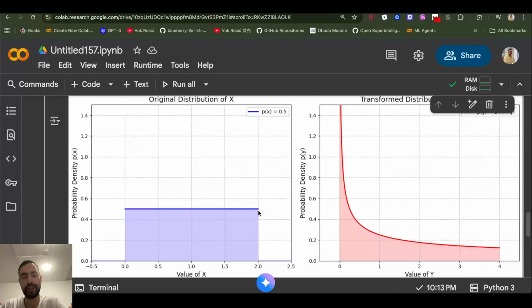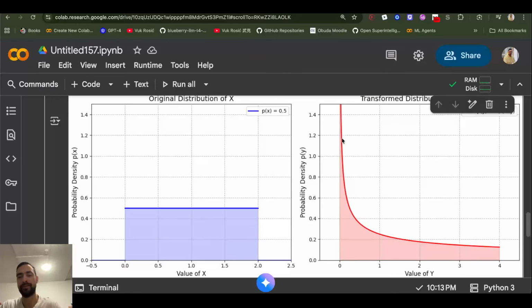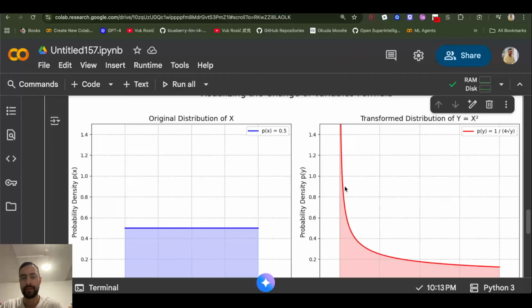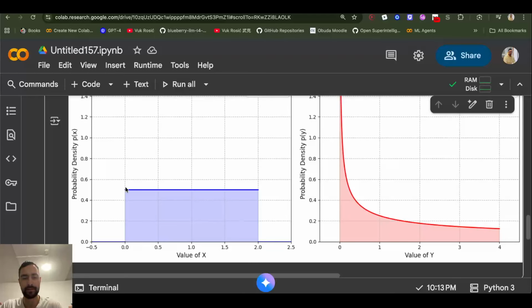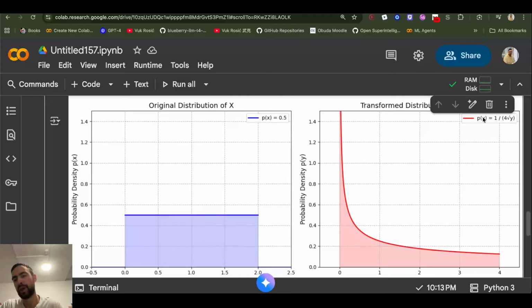So this blue is our x that I was explaining. But look at probability of y. Based on value of y, the probability density. Both of the areas under the curve are same, are equal to 1. Here the function for probability, so probability of x is 0.5 at any x. But here the function is probability of y is 1 over 4 times square root of y.